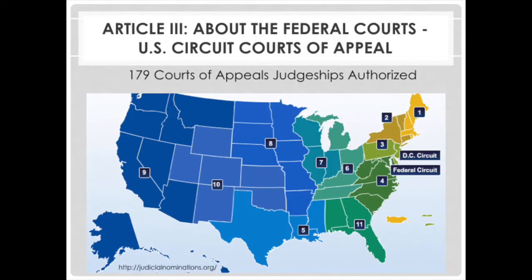Now let's talk about the U.S. Circuit Courts of Appeal for a moment. There are 179 Court of Appeals judgeships that have been authorized around the country. These judgeships, as mentioned before, are something that Congress gets to determine from time to time. Congress can decide where the judgeships are located and how many there are. There are currently 11 circuit courts of appeals, as well as the D.C. Circuit and the Federal Circuit. These circuits are all defined based on geography. Congress can also change those geographic lines from time to time if it wishes as well.